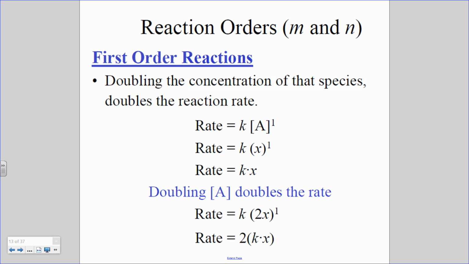Okay, now if we get to first order reactions, if you look at this, this is the rate law expression for a first order reaction. You have K times the concentration of A, and it's raised to the first power, which means that you have K times the concentration of A. That's it. If you double this, you double the rate. If you triple A, you triple the rate.